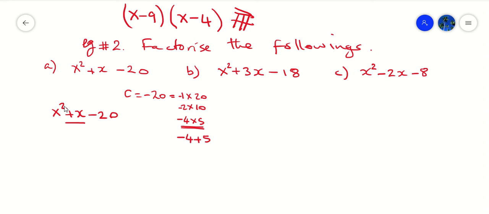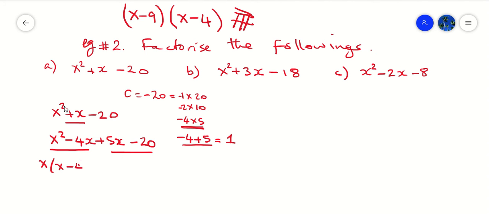Hii minus 4 plus 5 is equal to 1. Hizi tumezikava katika clip ya negative number. Kwa hiyo nitaitumia factor hii kusplit the middle term. Kwa hiyo hii nitapata x square minus 4x plus 5x, kwa sababu ni sawa sawa na x minus 20. Kwa hiyo the first two terms, the next two terms, common factor ni x into x minus 4 plus 5.